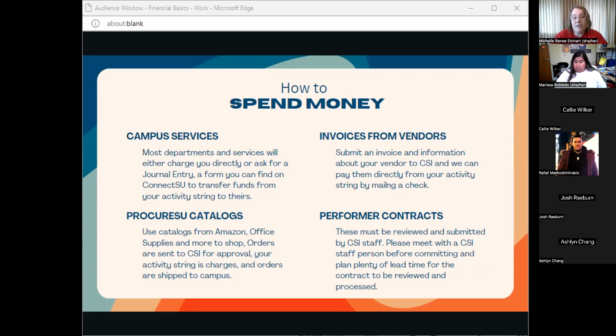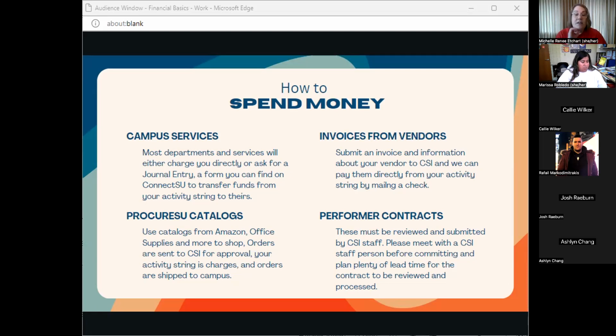If you have a vendor, say you have a performer, Seek has a drag performer coming next month, one of the things I'm paying attention to is that person needs to be paid. So they will submit an invoice from the performer through ProcureSU. Again, this is ProcureSU. You'll submit your invoice to CSI, and we'll process that for you. Again, we're just making sure that you have the money.